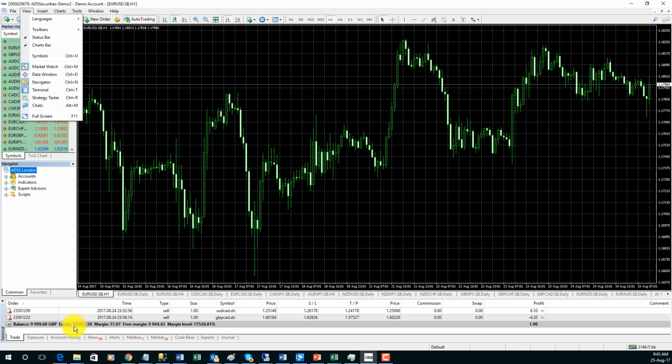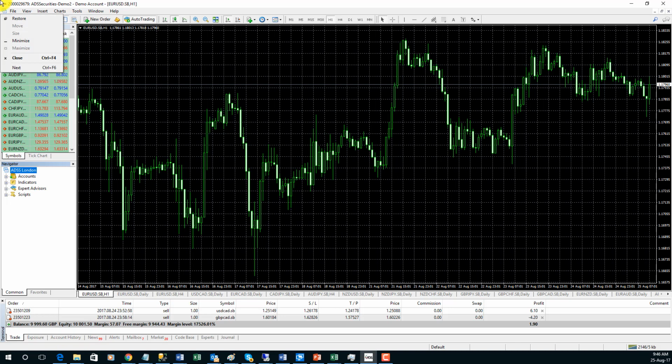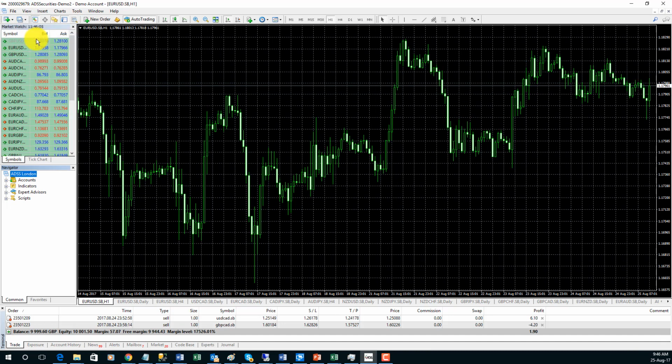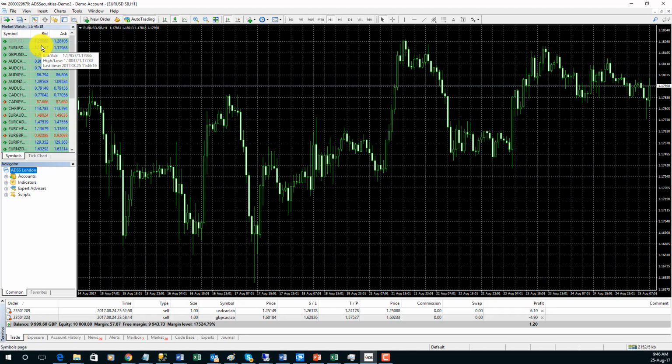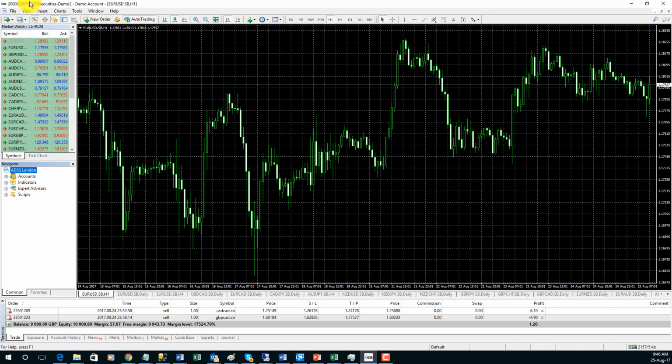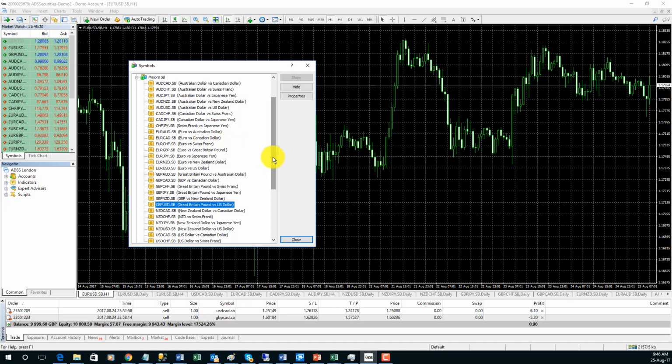Status bar is right at the bottom of the screen. You can turn that off. There it goes. Turn it back on again. Similarly for the charts bar, as you can see, each tab for my chart, if I want to turn that off, I would use the charts bar and then that disappears. Makes it difficult flipping between charts, to be honest, so I'm not quite sure why you would necessarily do that, but hey, you can.